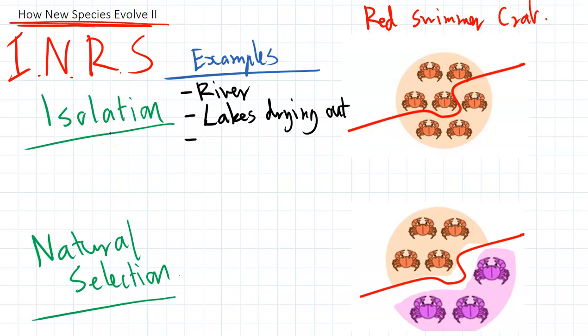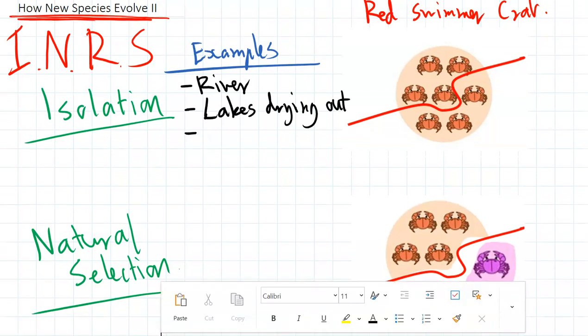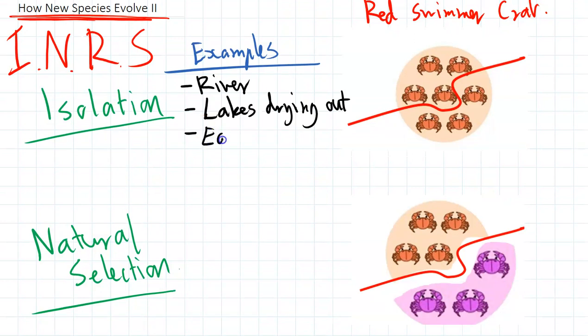There's also other examples that don't involve geography and that can actually just involve the behavior of the species. So there can be things like if some individuals start eating different foods, that can be enough to start isolating the members of the population. Because maybe they'll be awake at different times, maybe they'll go to different areas, or they won't interact with other members who eat different foods from them.